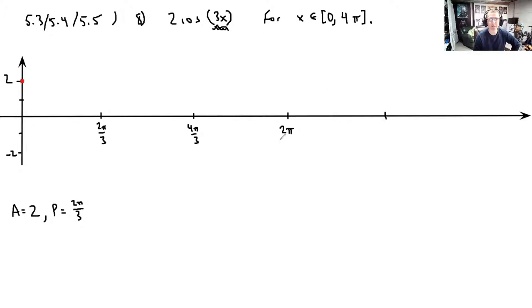So there's 6 pi over 3. So here's 8 pi over 3. That's 4 multiples of this. 5 multiples of that is 10 pi over 3. And the next one brings us all the way over to 12 pi over 3, which is over there. And that's where it ends up.